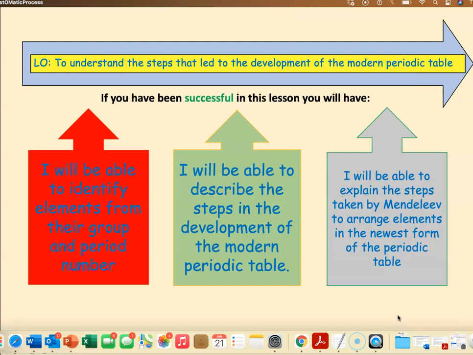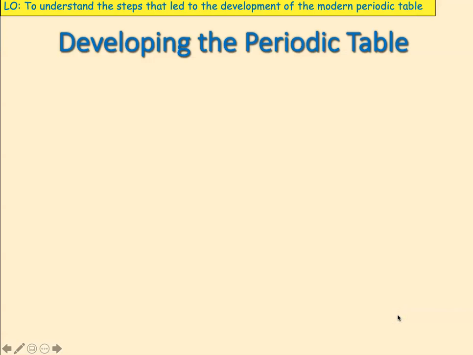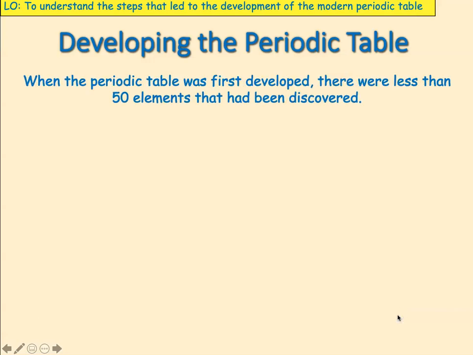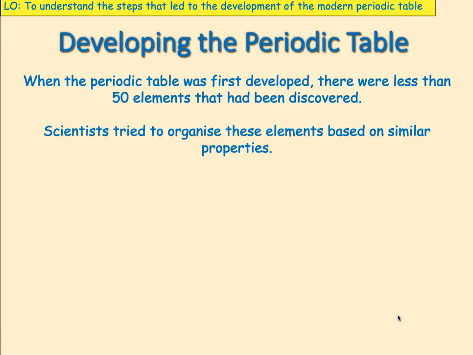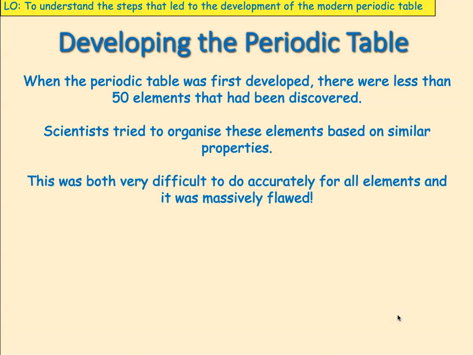Okay, so let's look at our second success criteria, being able to describe the steps in the development of the modern periodic table. Now, when we first started, there were less than 50 elements that had been discovered. Scientists did their best to try and organise these elements based upon similar properties. But it was very difficult, and it wasn't very accurate for all the elements. It had massive flaws. That means lots of mistakes.